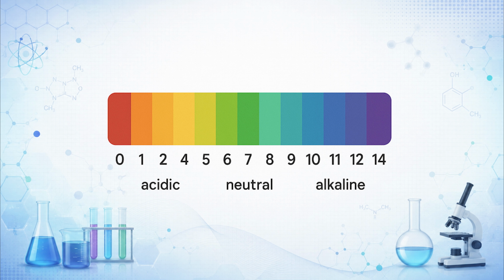The pH scale usually goes from 0 to 14. 7 is neutral. It is the pH of pure water. Below 7 is acidic. Above 7 is basic.